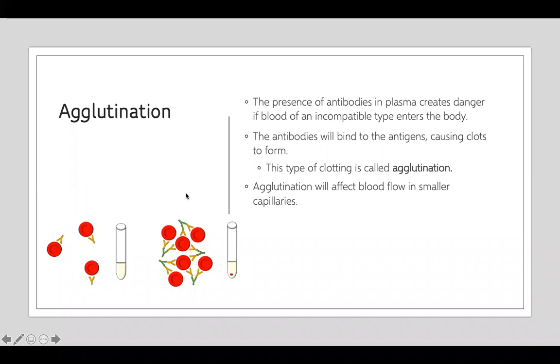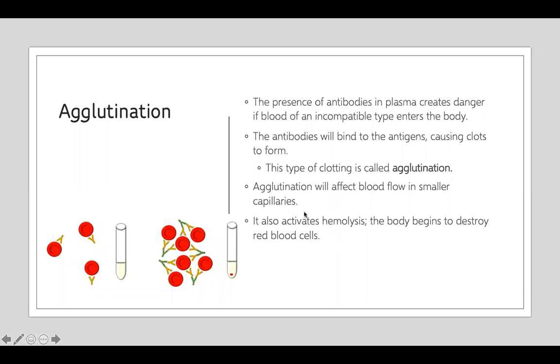And agglutination will affect blood flow in smaller capillaries. They're very tiny clots. You can kind of see the blood clotting down here. But when it comes down to the capillaries, those are essentially one cell thick. So when you have a clot passing through, it can be very harmful to the body.